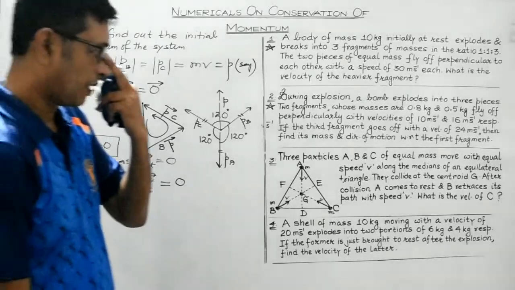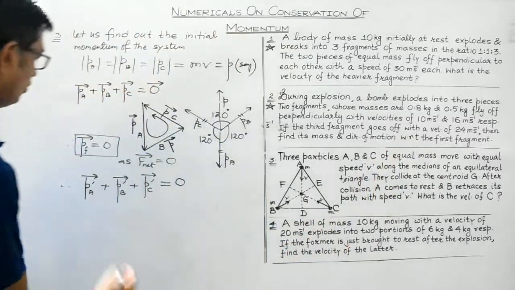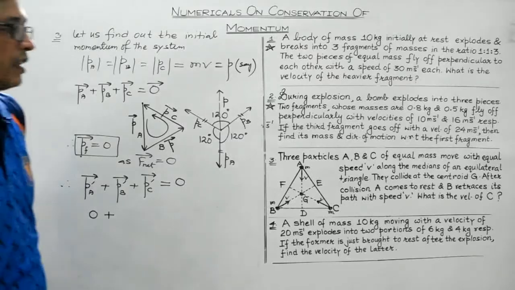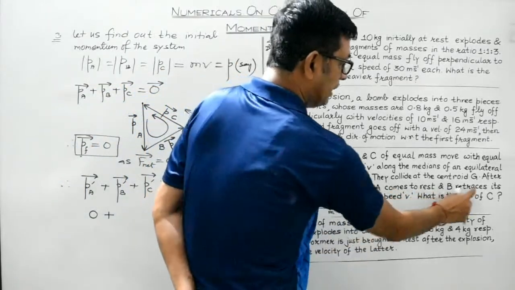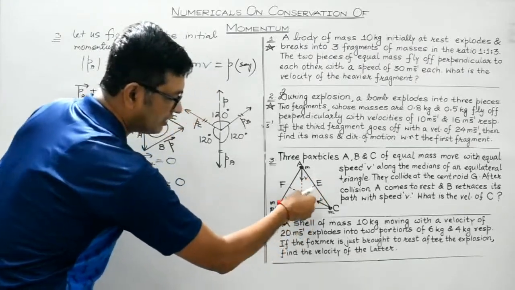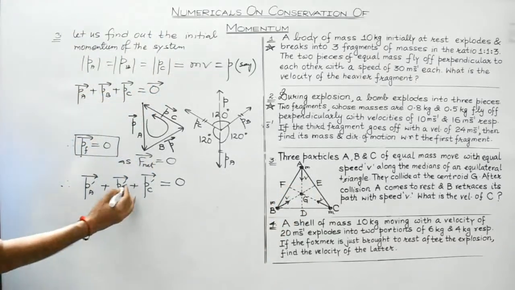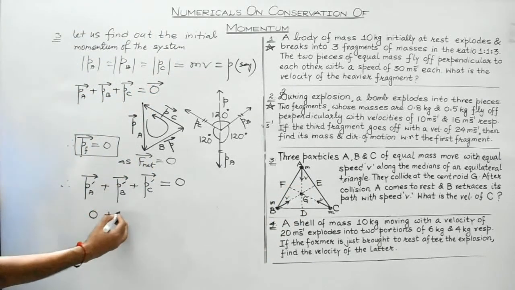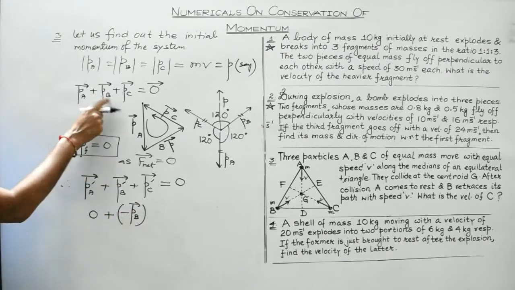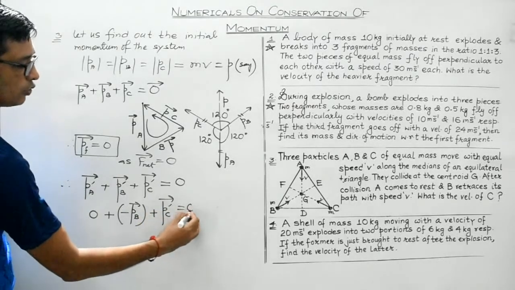Right? Now, after collision at the centroid, body A comes to rest. So if body A comes to rest, its final momentum would be 0. And B retraces its path with speed V. Now B is moving like this. After collision it will retrace its path, so its momentum will change its direction. So PB dash must be equal to minus PB. Clear students? It must be equal to minus PB plus PC dash is equal to 0.